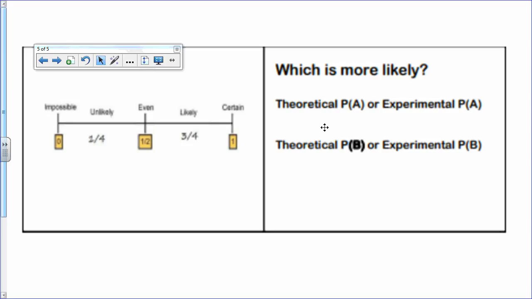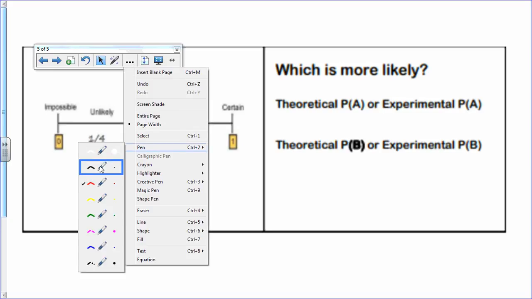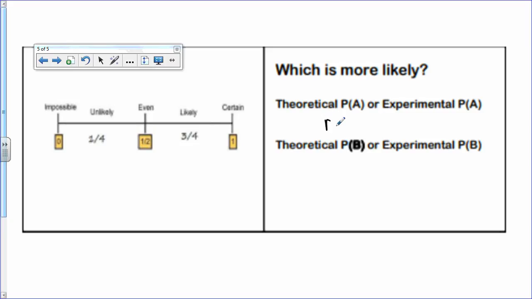So which one is more likely? So the theoretical probability of getting A versus the experimental probability of getting A, we actually got them to be equal. So which one's more likely? In our experiment, neither was more likely, because we got the same exact probability. And that actually happened for the theoretical probability of B or the experimental. So it's the same answer. So which one's more likely? Neither. So you would just compare the fractions or the percents for each experiment versus their theoretical to see which one's more likely.